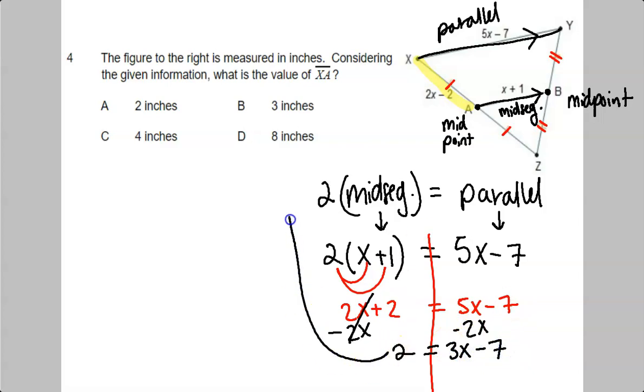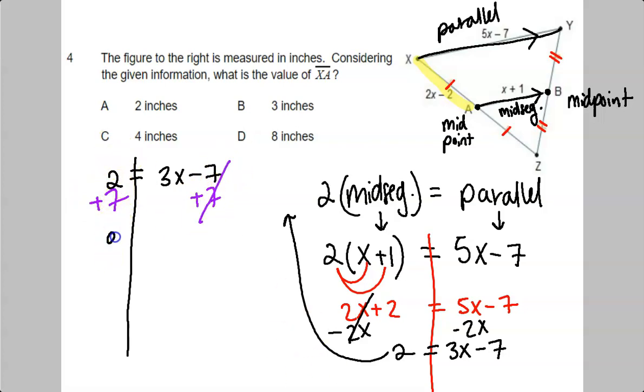I'm going to actually rewrite this just to give us a little bit more space. So 2 is equal to 3x minus 7. Again, our goal is to solve for x, so I'm going to do order of operations backwards since we're solving. So I'm going to first get rid of this negative 7 by adding it.